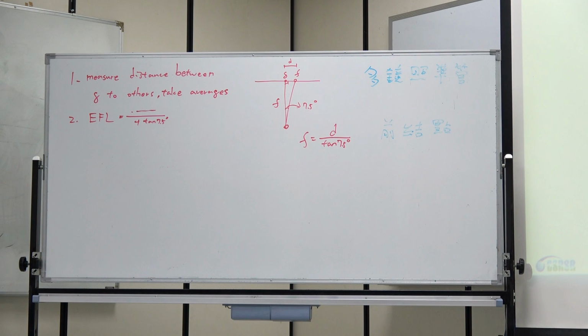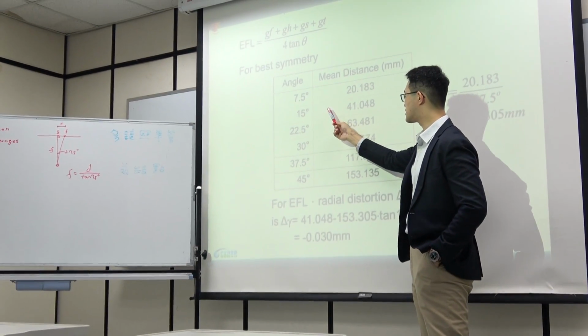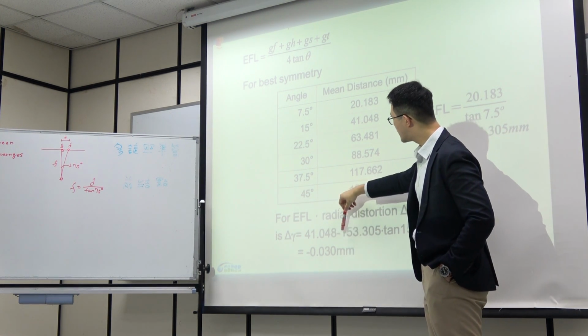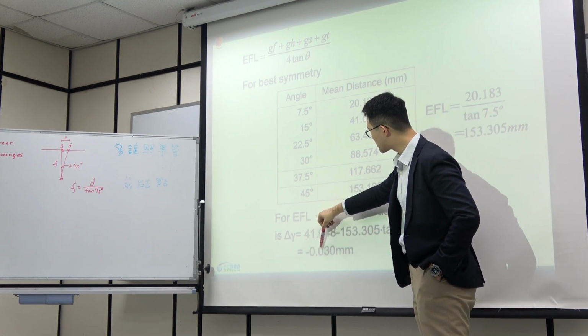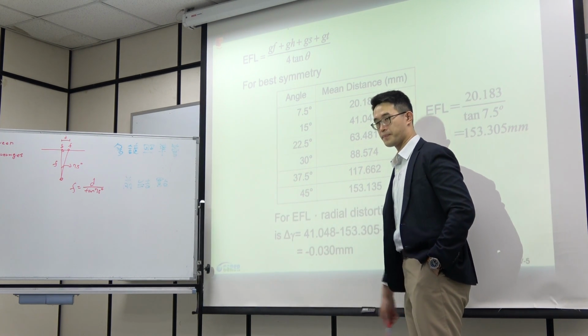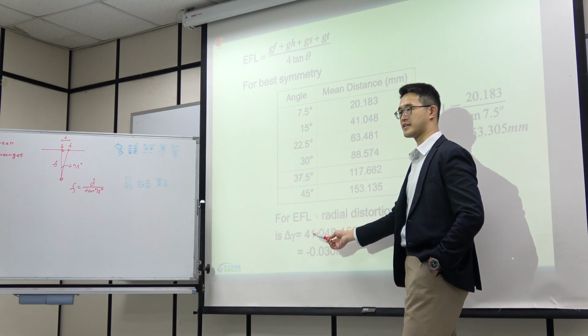All right, and then we also have a measured distance for the 15 degree. The difference between them is minus 0.03 millimeter. This is called delta R, which indicates the length distortion, right? Okay.